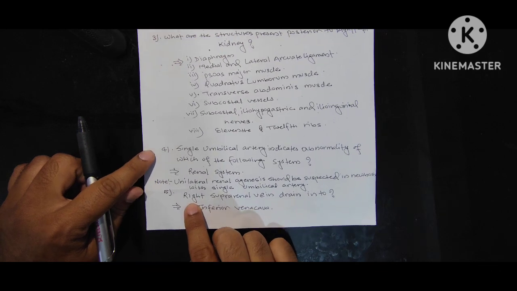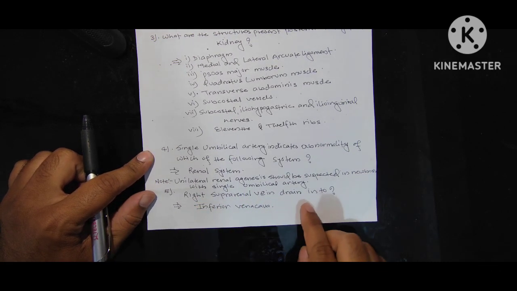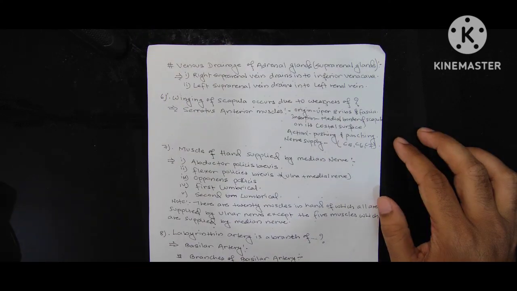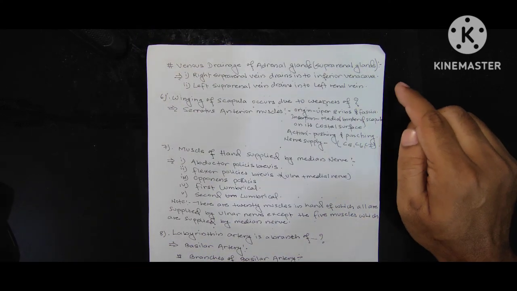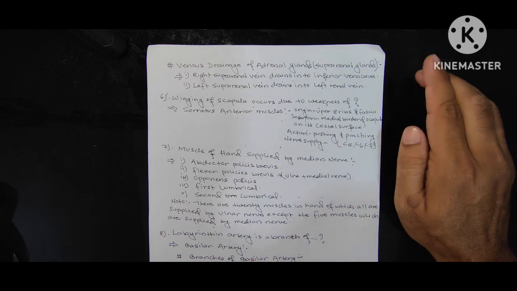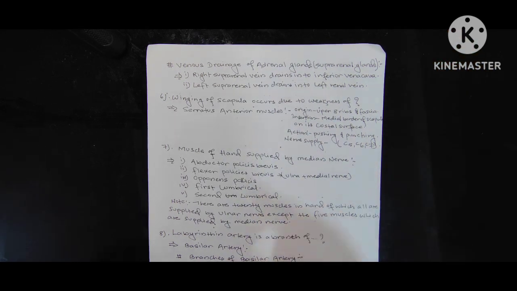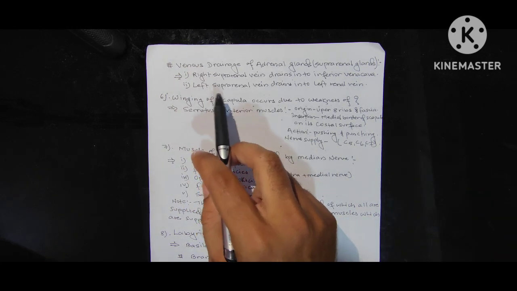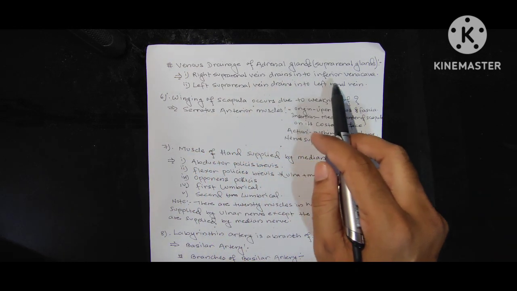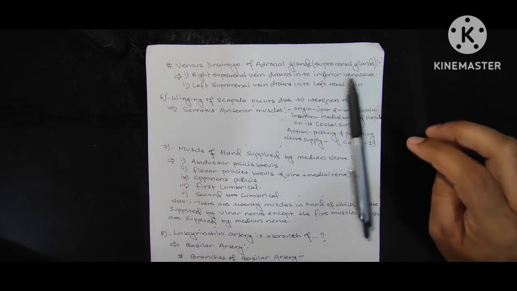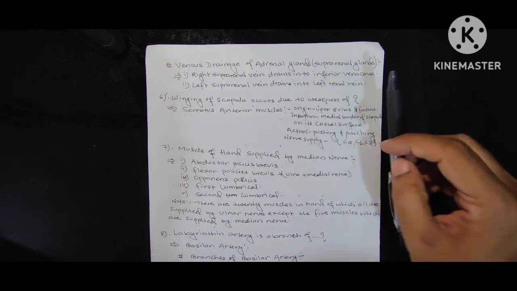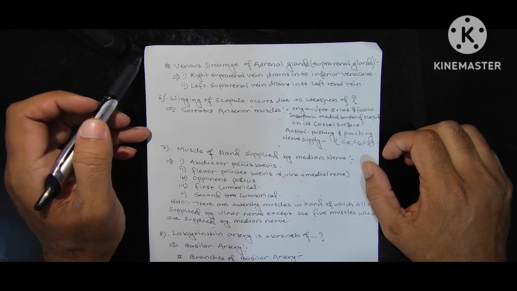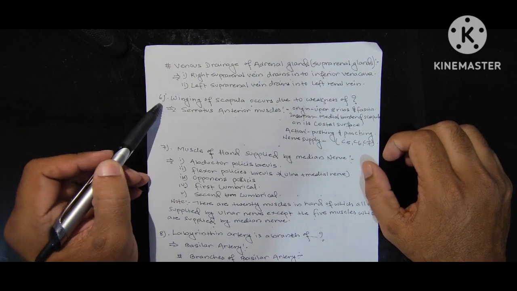The fifth question is, right suprarenal vein drains into? The answer is inferior vena cava. Now we are discussing the venous drainage of the adrenal gland, or suprarenal glands. The right suprarenal vein drains into the inferior vena cava, and the left suprarenal vein drains into the left renal vein.